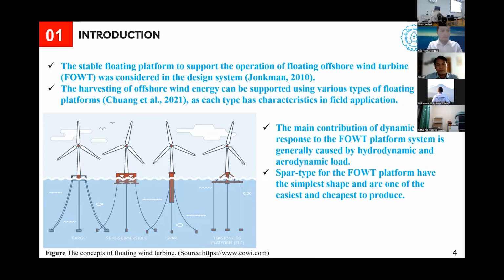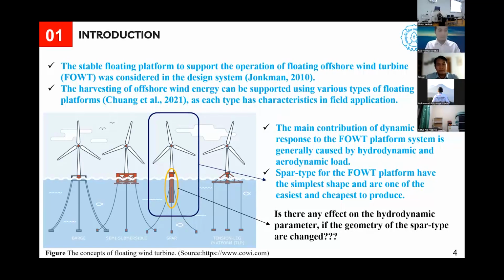In deep sea areas, the main contribution to the dynamic response of the floating offshore wind turbine platform system is generally caused by the hydrodynamic and hydrostatic loads. Among the various types of floating platform, the spar-type for the FOWT platform has a simple shape and is one of the easiest and cheapest to produce. From here, the only change affecting the hydrodynamic parameters is the geometry of the spar-type.